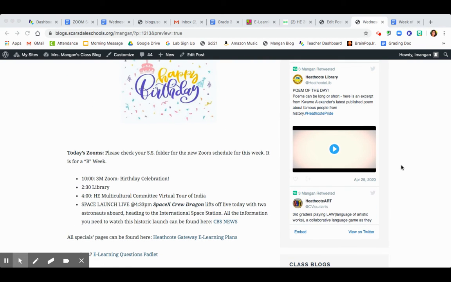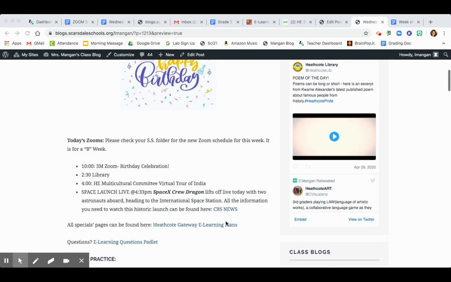There are a lot of Zooms today, but only one for us at 10. Then you have a 2:30 regular library check-in, and at 4 o'clock the Heathcote Multicultural Committee is offering a virtual tour of India, which looks like it's going to be very interesting. There are a lot of things for you to see, so if you have time, check that out. And also at 4:33 specifically, the SpaceX Crew Dragon is going to lift off with two astronauts going to the International Space Station. If you want to watch this historic launch, click this link right here and it'll give you the instructions. So a lot of exciting things for you today on Zooms.